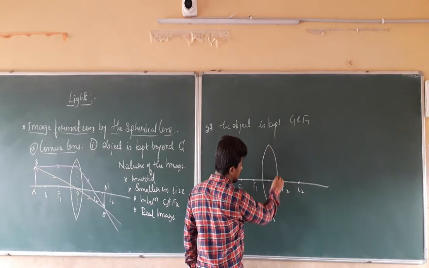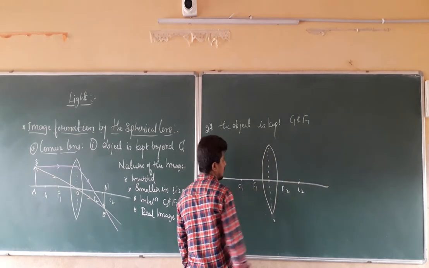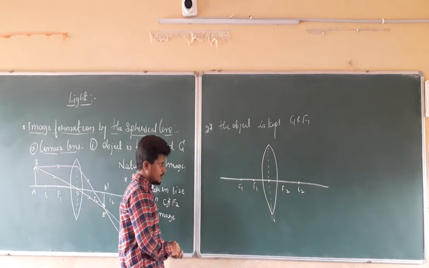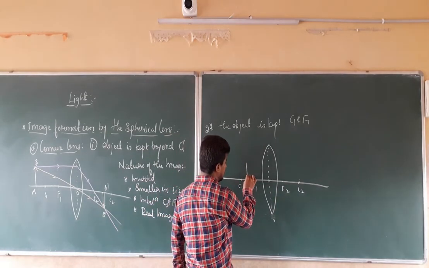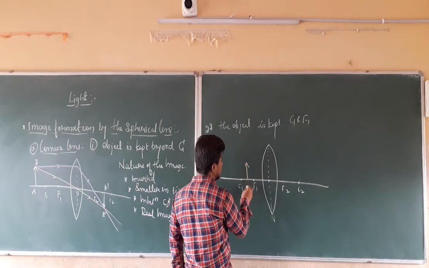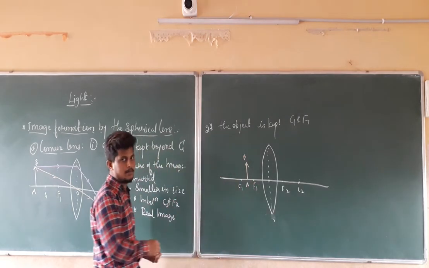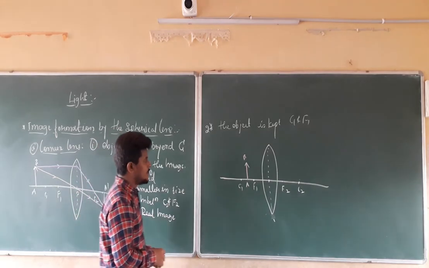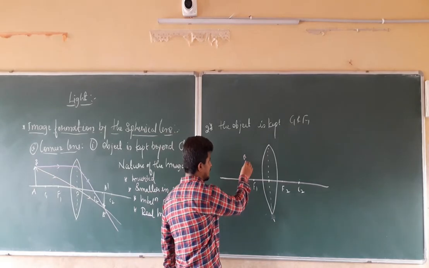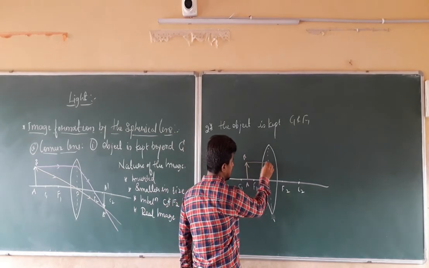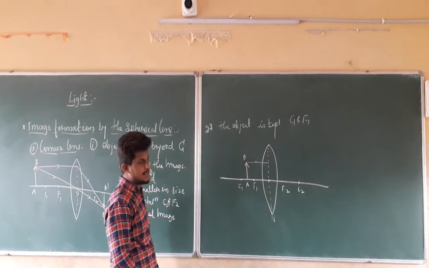Lens will be like this, and this will be the aperture. So where are we going to keep the object? We are going to keep the object in between C1 and F1. This will be the A and this will be the B. Right? Again we have to take 2 rays of light. The first ray of light is going to travel parallel to the principal axis, in this way.